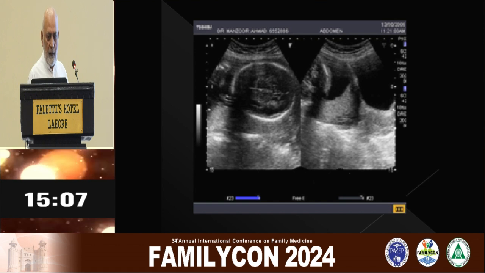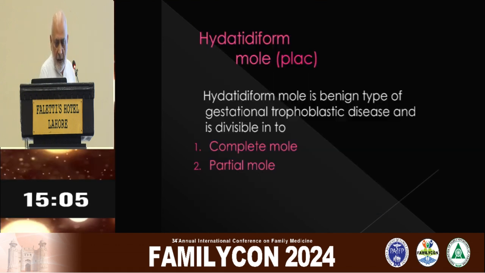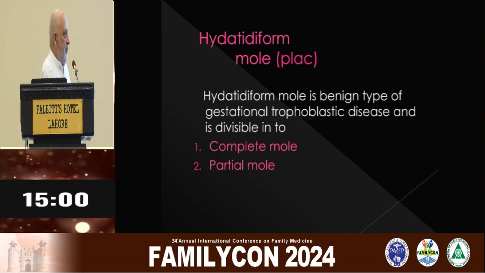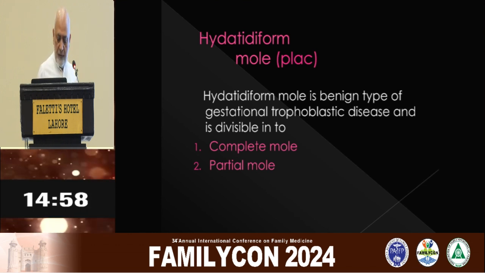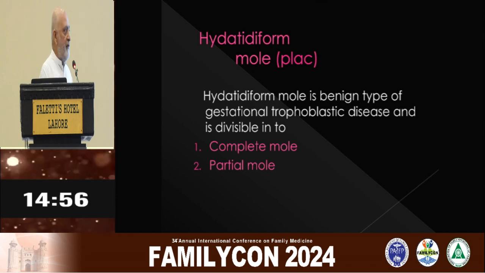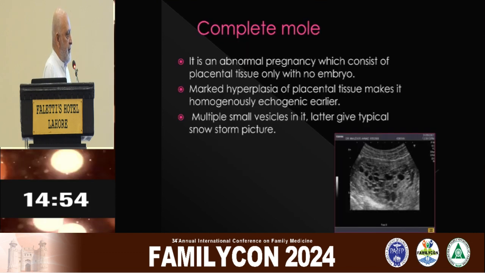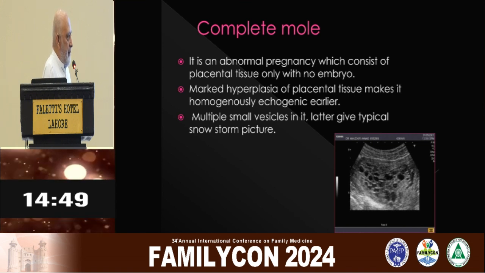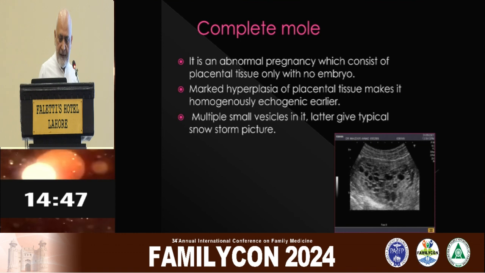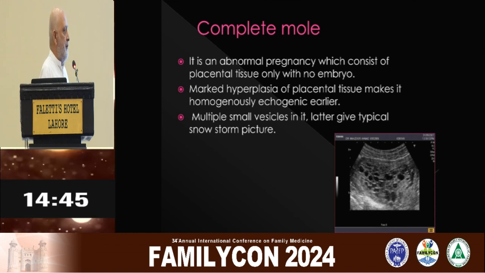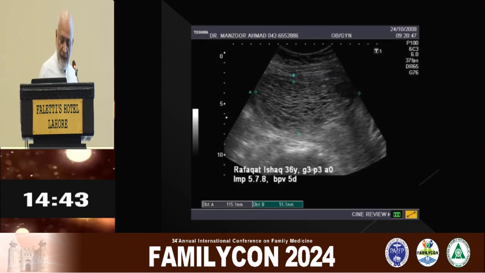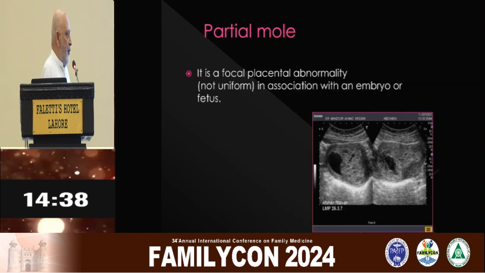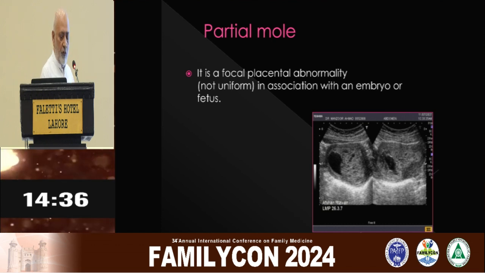The molar change in the placenta is a benign change, and it may either be a complete mole or a partial mole. Complete mole is when the whole of the placenta undergoes the trophoblastic changes. You see the multiple anechoic areas in a bright mass, a snowstorm appearance, and as you see here, the complete molar change. But when there is a visible gestational sac or embryo alongside, this is called a partial mole.